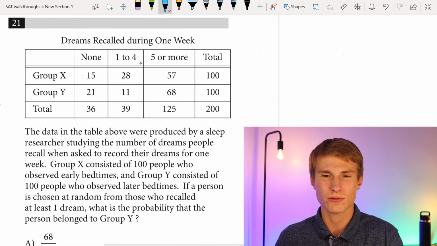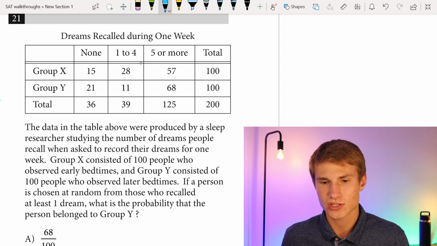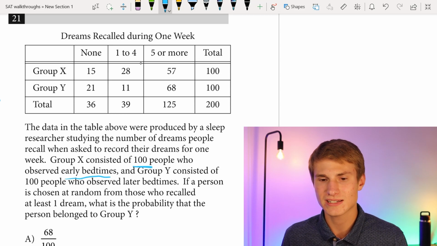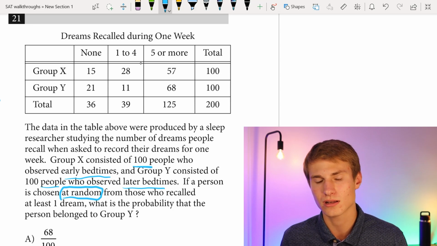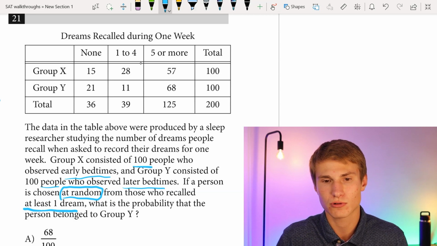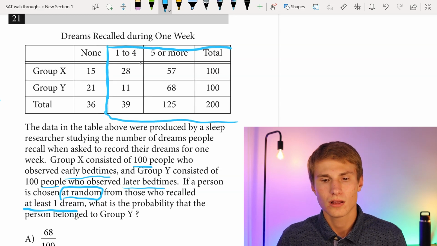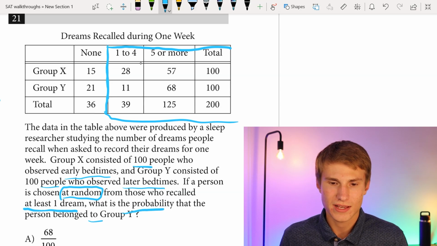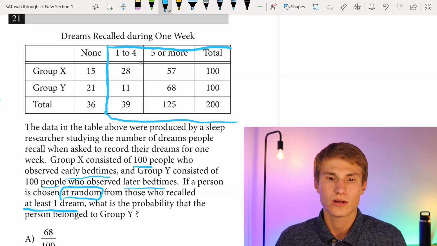All right, moving on to number 21. We've got dreams recalled during 1 week. The data in the table was produced by sleep researchers studying the number of dreams people recall when asked to record their dreams for 1 week. Group X consisted of 100 people who observed early bedtimes. Group Y consisted of 100 people who observed later bedtimes. If a person is chosen at random, that's important, from those who recalled at least one dream, so keep in mind that that's going to be from everything to the right of the none column. Now, what is the probability that that person belonged to group Y? So they recalled at least one dream. What's the probability that they were from group Y?